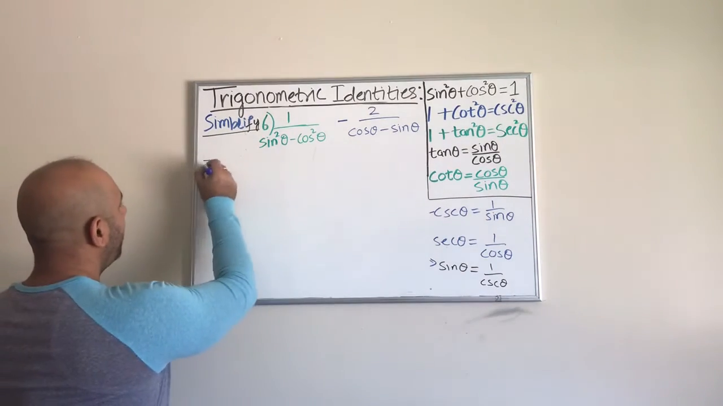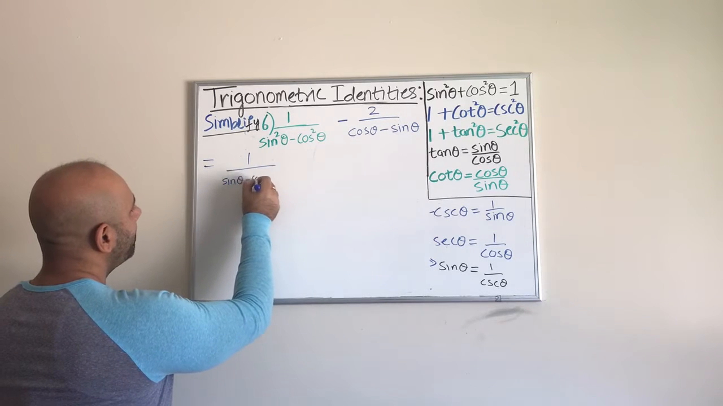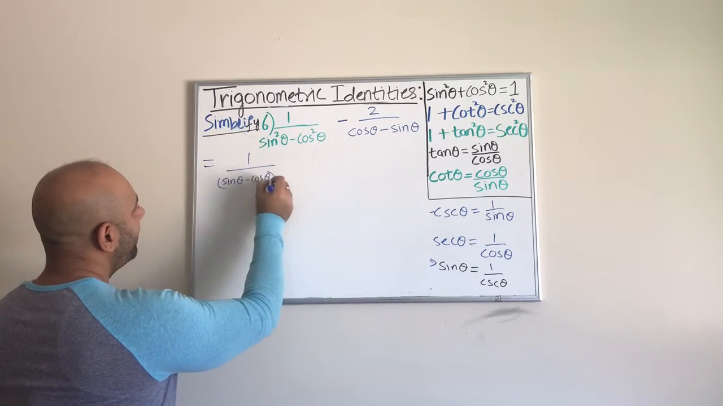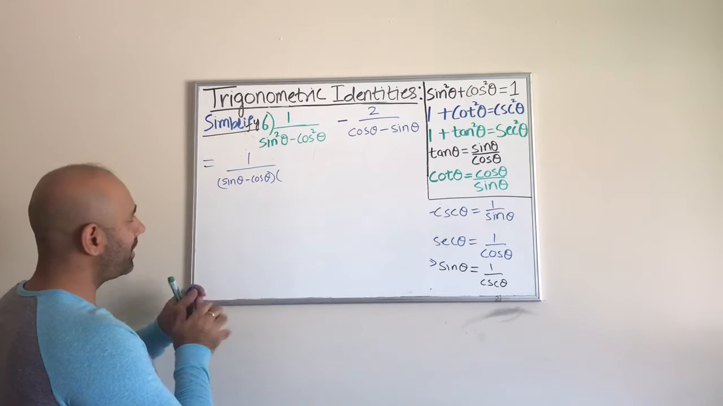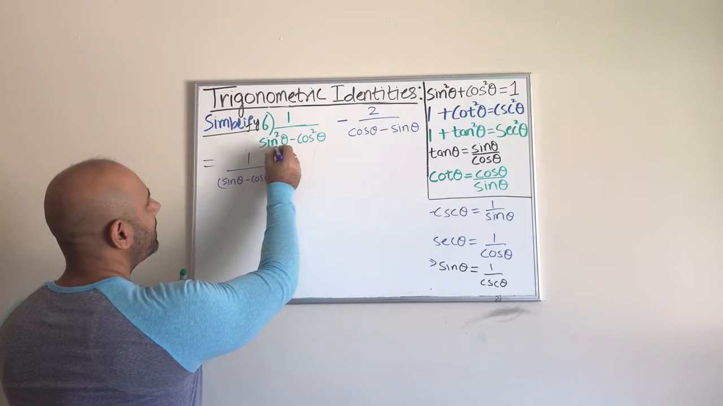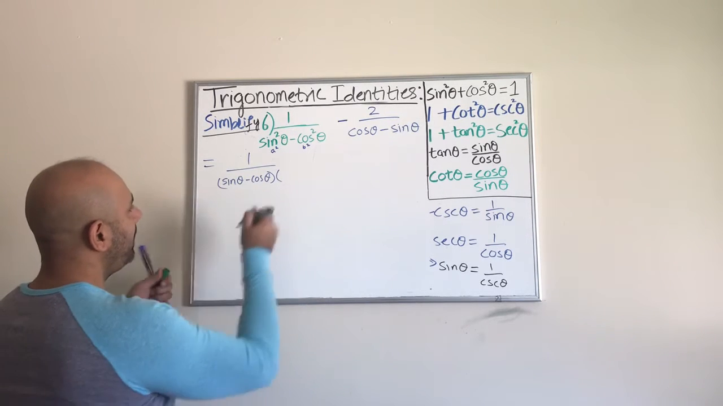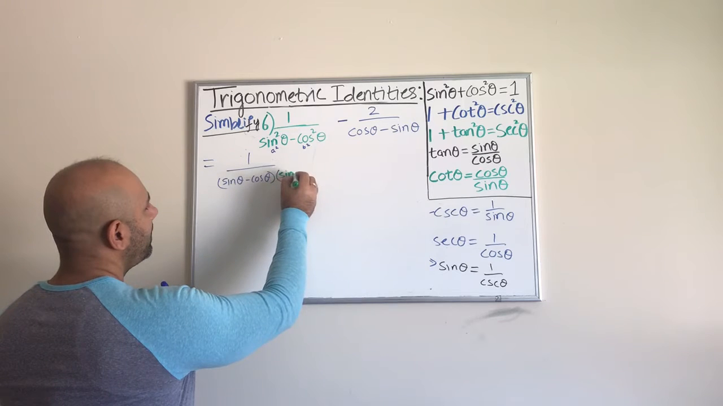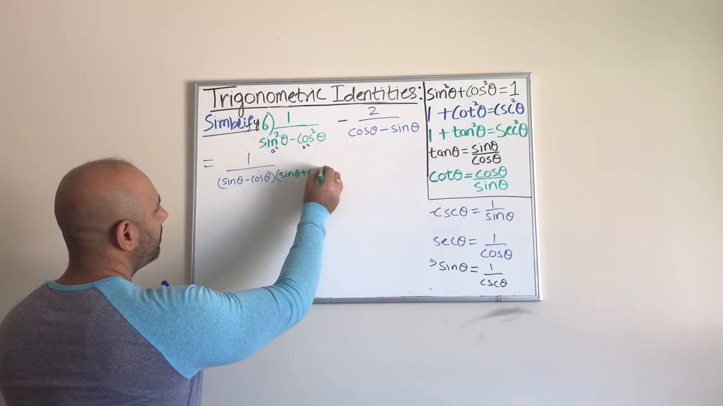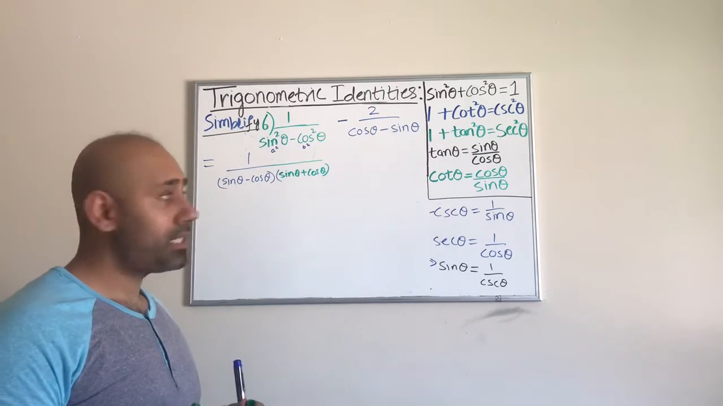So I'm going to write this as 1 over sine theta minus cosine theta, okay? And then difference of squares, guys. This is like my a square minus b square. And the other piece would be sine theta plus cosine theta. Okay, I simplified the denominator of the first expression.